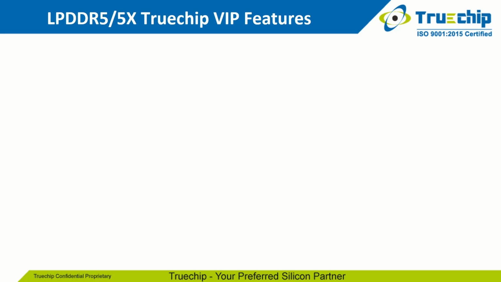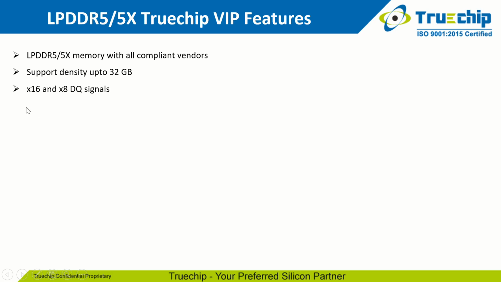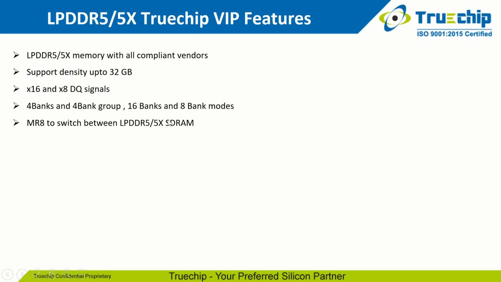Now let's talk about Truechip VIP features. Here are the differentiating features of Truechip VIP model. LPDDR5 5x memory with all compliant vendors. Supports density up to 32 GB. X16 and X8 DQ signals. 4 banks and 4 bank groups, 16 banks and 8 bank modes.